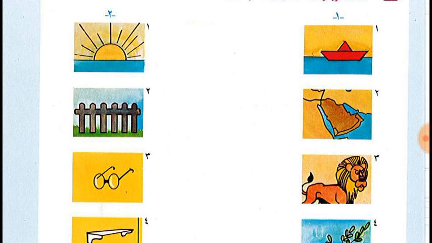As-safina. Al-markib. This is not safina, this is boat. Al-markib. Ash-shamsu. Ash-shamsu. Ash-shams. Al-kharita. The map. As-sooru. Okay. Al-Asadu. Lion. Al-Asadu. Lion.